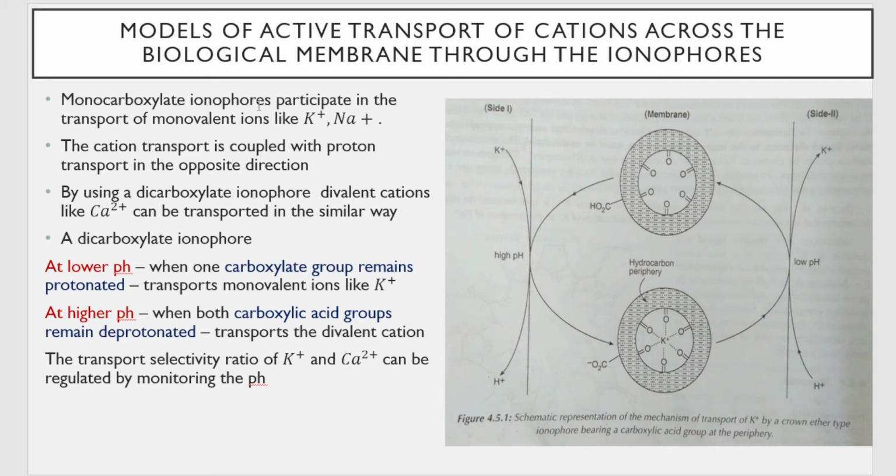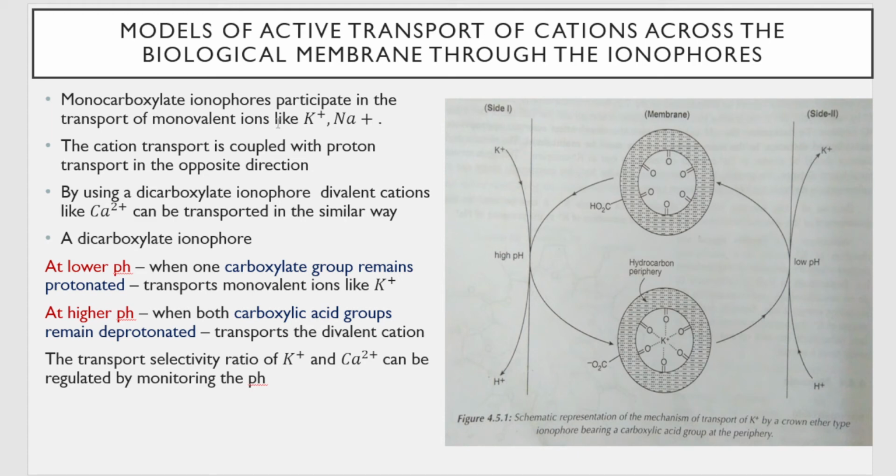First let us understand the difference. This picture is about a monocarboxylate ionophore. If it is a monocarboxylate ionophore, it will have only one COOH group. So now you can see this is the ionophore here which has only one COOH group or the carboxylate group. If it is a dicarboxylate ionophore, it will have two such groups. That is, one more will be attached over here. That is, two carboxylate groups will be attached to it.